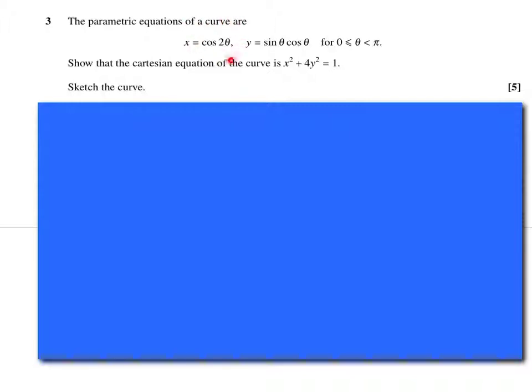Again, you can see cos 2 theta and sin theta cos theta. In this case, it's actually easier to use the sin theta cos theta with the double angle formulae. Looking at our double angle formulae, we know that sin 2 theta is equal to 2 sin theta cos theta. If you don't know this, this can be easily derived from looking at your formula booklet. Subbing this in with a little bit of adjustment gives us y is equal to a half sin 2 theta.